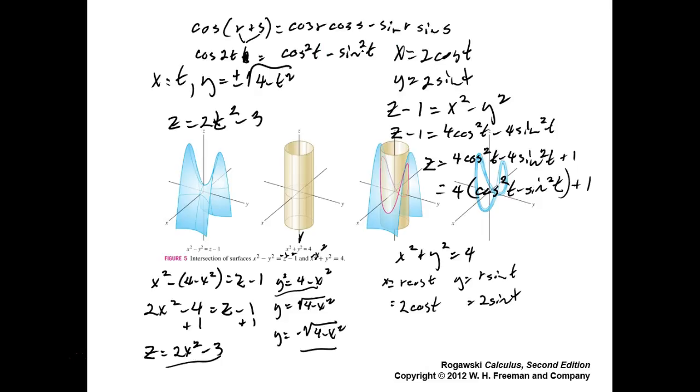Well, sure enough, there is an identity. This cosine squared t minus sine squared t is simply cosine of 2t. Okay? So then we can call this 4 times cosine 2t plus 1. I think that's what they got in the book. Let me find it. Yeah. 4 cosine 2t plus 1. And there the t is, again, limited to one time around, 0 to 2 pi. Or any 2 pi time around.